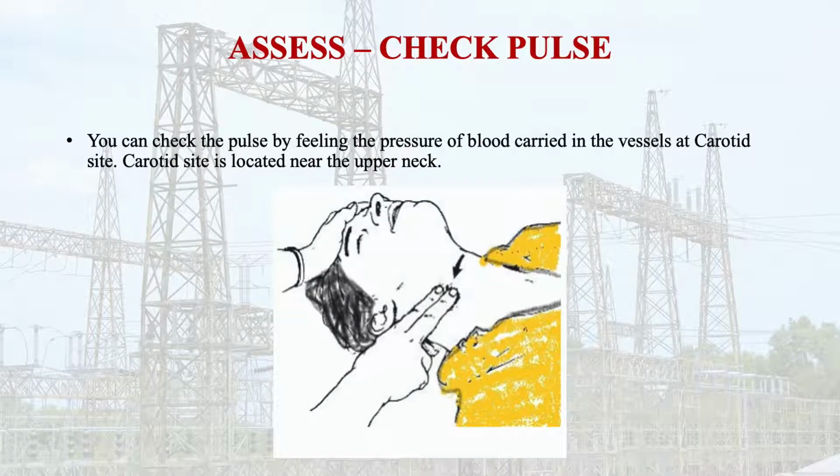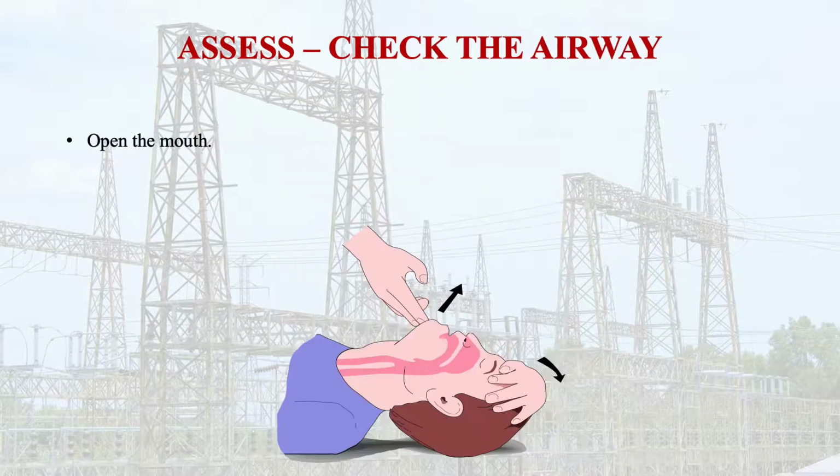You can check the pulse of the victim by feeling the pressure of the blood carried in the vessels at the carotid side. Where is the carotid side? Carotid side is located near the upper neck. You will check the airway. You will open the mouth of the victim.